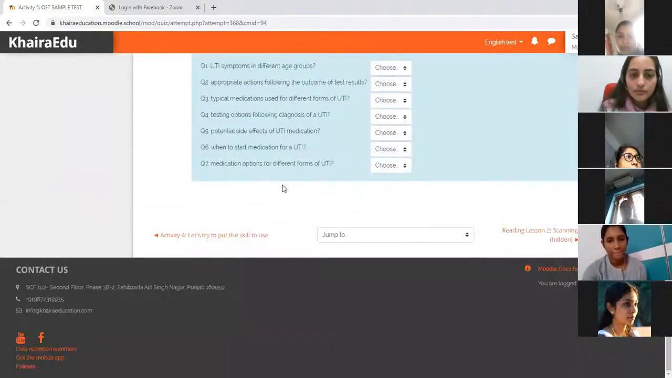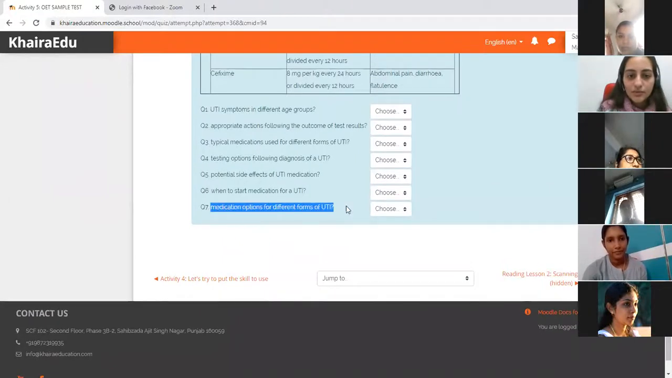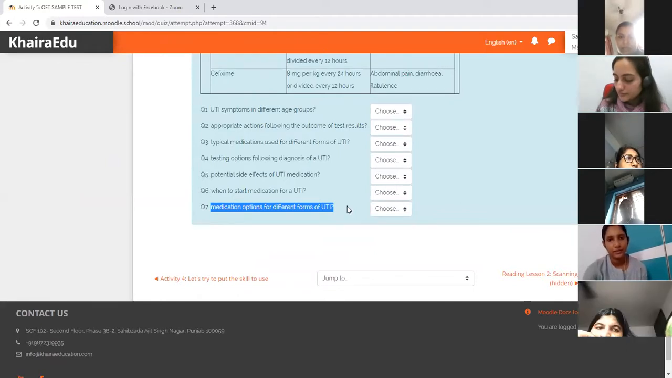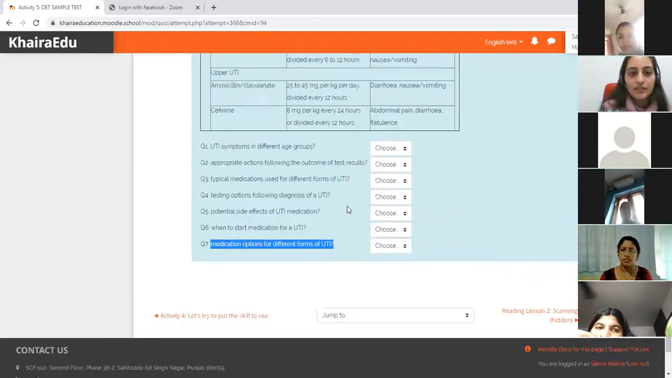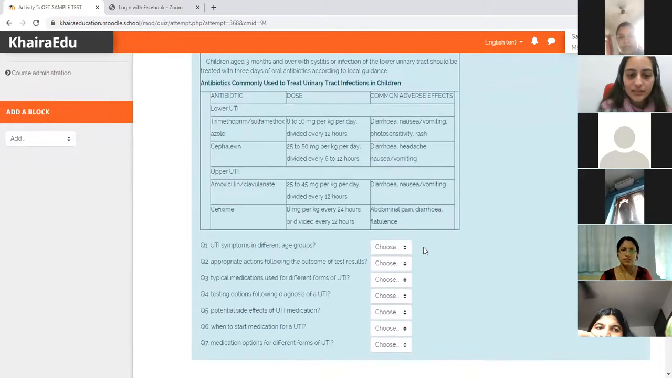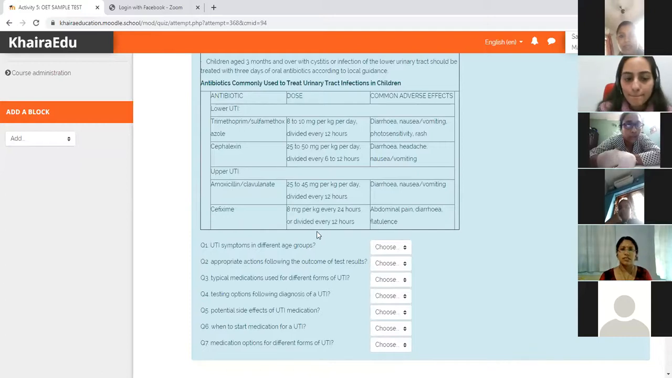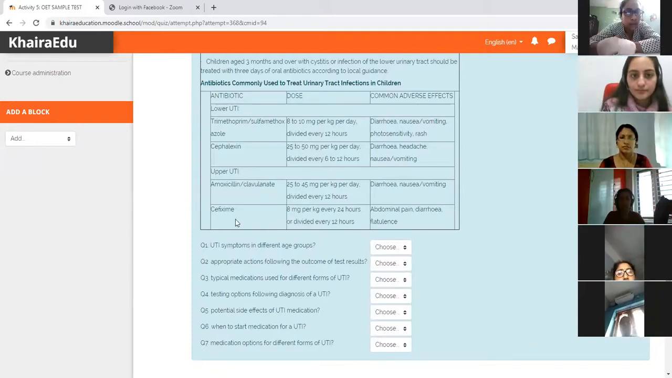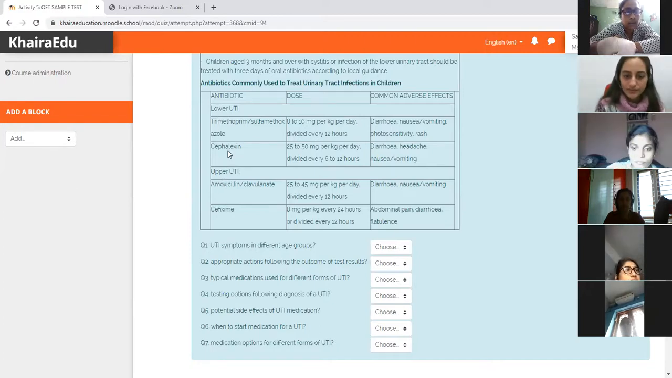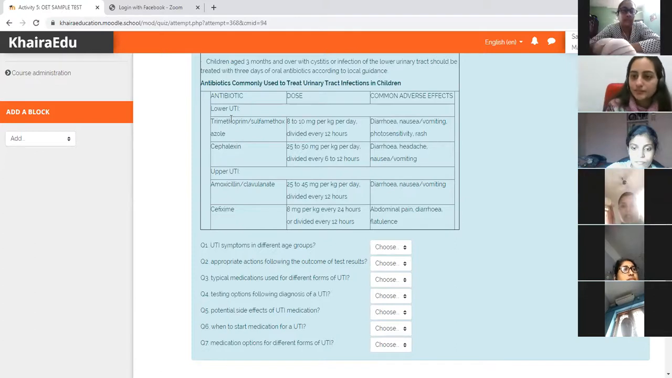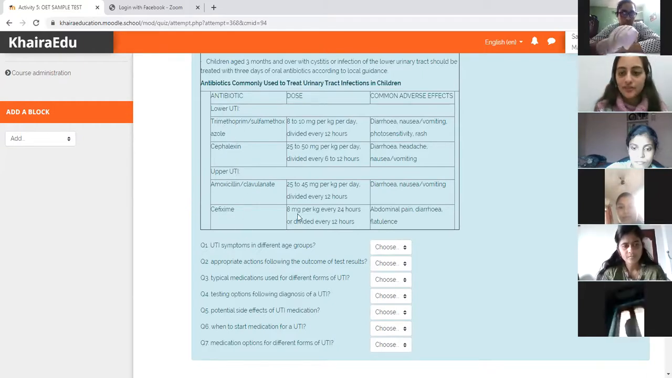Now let's come to the last one: medication options for different forms of UTI. Text D. Okay, let's see. Where in text D can you find information about that? Different forms of UTI, medication. Antibiotics. Yes. Trimethoprim, cephalexin are names of antibiotics. Then lower UTI and upper UTI medications. Yes, so this is the right option, because all the different names of the medications are written.